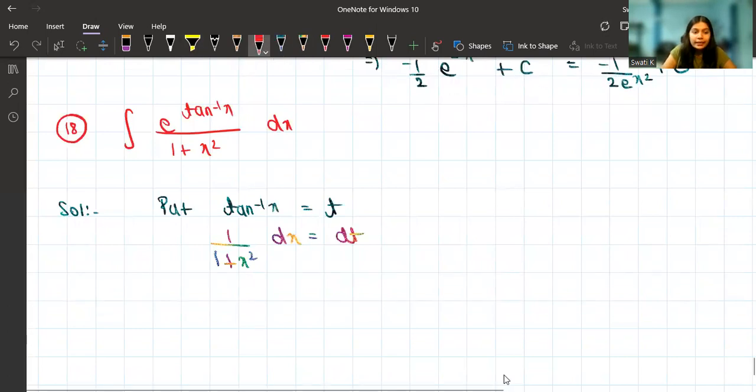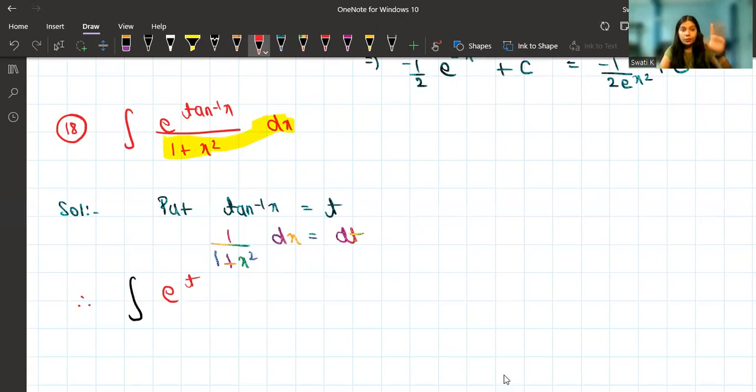Therefore, I'm going to rewrite the integration. You can clearly see that 1 upon 1 plus x squared dx is dt. So I'm simply going to substitute e raised to tan inverse x as e raised to t, and dx upon 1 plus x squared is dt. So it is simply e raised to t dt. Now you know that integration of e raised to t is e raised to t only. So e raised to t and then plus the constant of integration. Now your t is nothing but tan inverse x. It is e raised to tan inverse x plus c. See, it was looking so difficult. Oh, integration e raised to tan inverse x. But it was so simple. I hope you agree with what I'm saying.